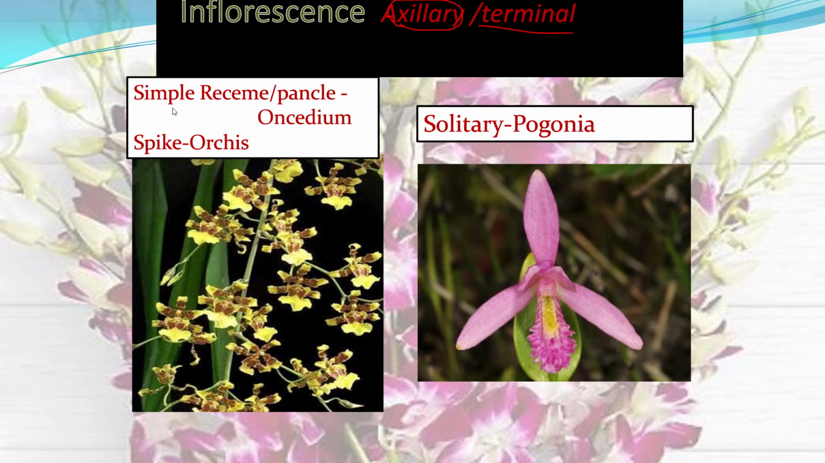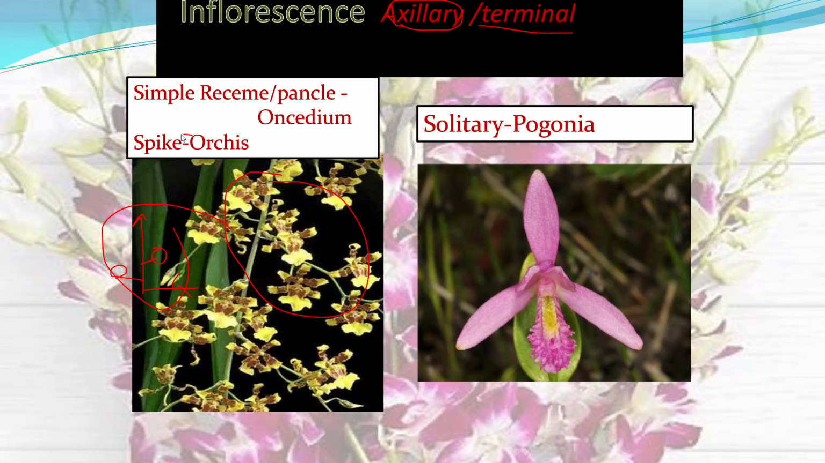Actually, this inflorescence is a simple inflorescence or a panicle type of inflorescence. Simple means the inflorescence axis grows indefinitely, and the flowers are arranged in an acropetal manner. This type of inflorescence is called a simple raceme. If it is branched, and every branch shows a simple raceme, this type of inflorescence is called a panicle. You can observe this, this is Oncidium. Oncidium has a panicle type of inflorescence.